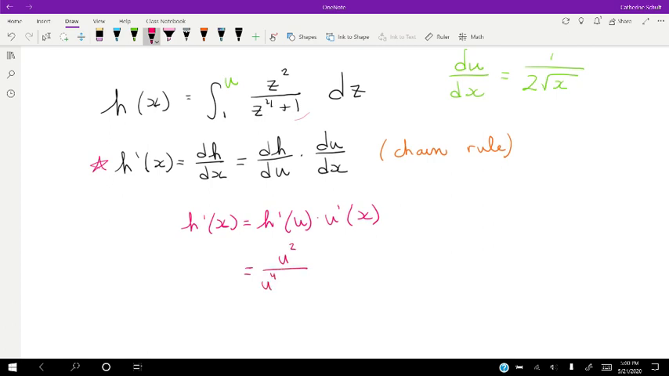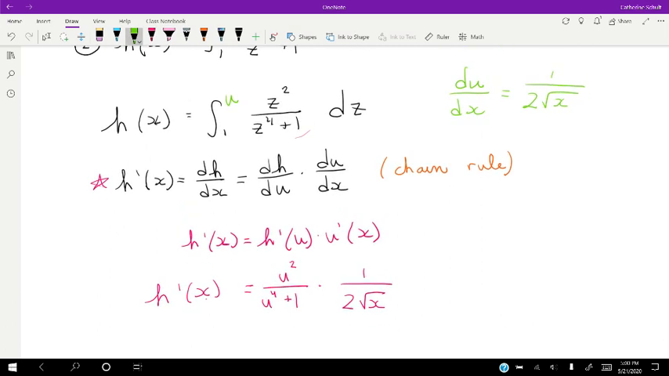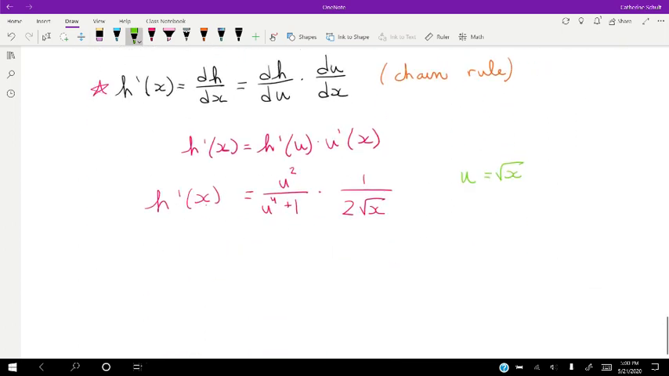To the 4th plus 1. All right, and now we know u prime of x is this. And remember, if we're trying to find the derivative of h with respect to x, we have a bunch of u's. So what do we have to do? We have to resubstitute u with square root of x, right? That was the original one. So let's make those substitutions and clean it up, and then we have our derivative.